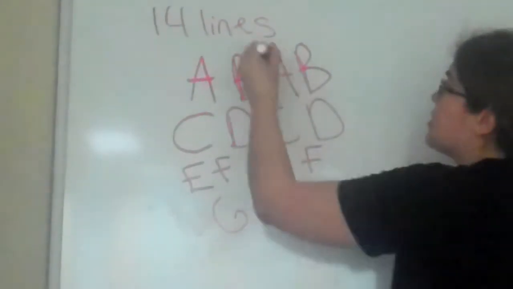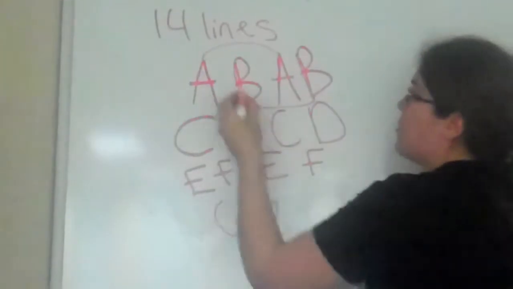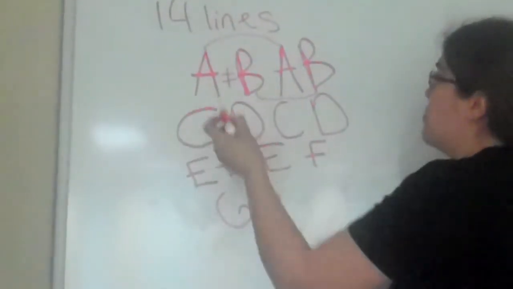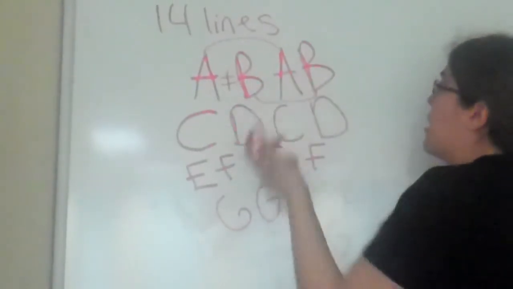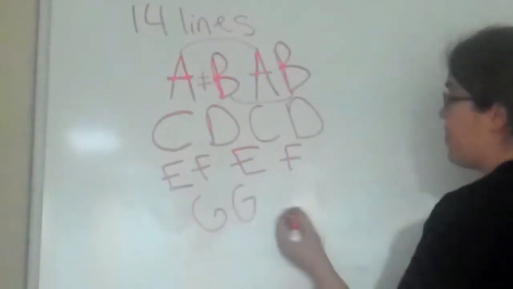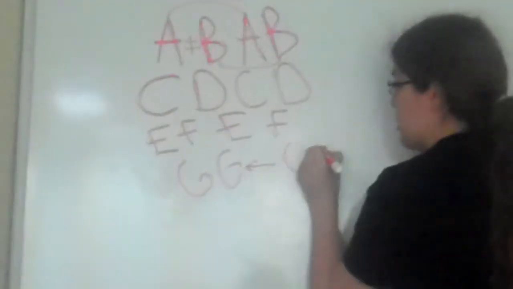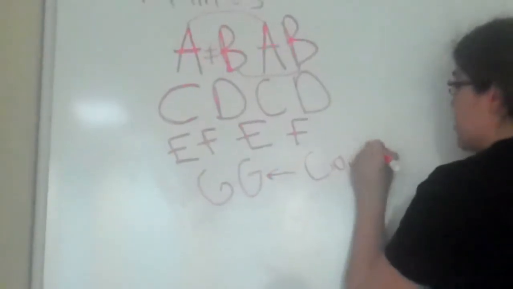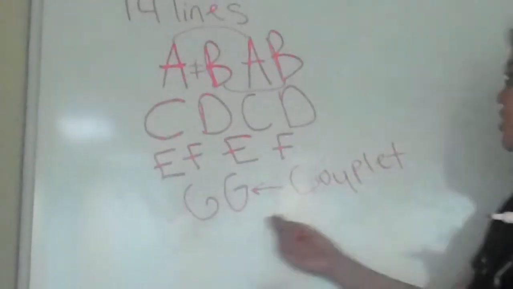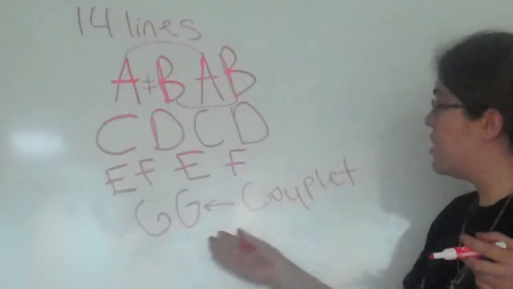For this, the A's rhyme with each other and the B's rhyme with each other, but A and B cannot rhyme with each other, or it would just be A, and then that wouldn't work. Same thing with the rest of the lines. At the bottom, this part right here is called a couplet. And a couplet is two lines that rhyme with each other. Obviously, it doesn't switch off with anything else.